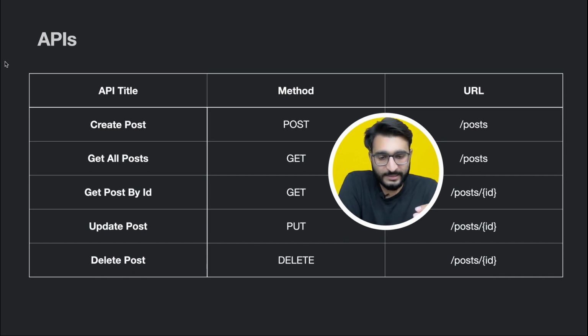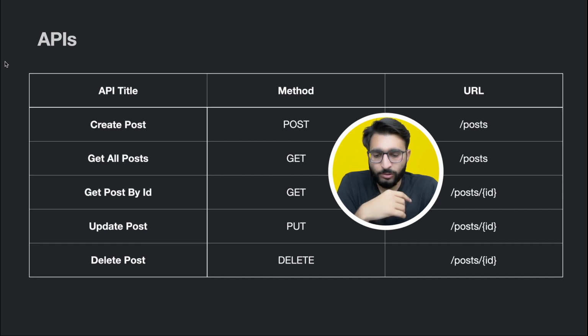So basically we will be having multiple APIs. To create a post, the request method will be post, and the URL will be /posts. You will see in the example, when we build the application, you will be able to understand this. The next one will be get all posts. When a user tries to get all the posts that he has created so far, he will be using get as the method, and the URL will be /posts only, right? The same URL.